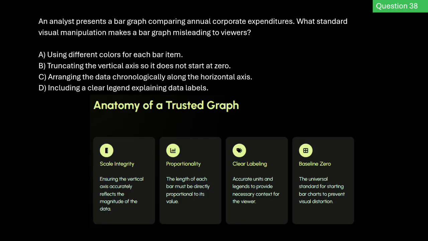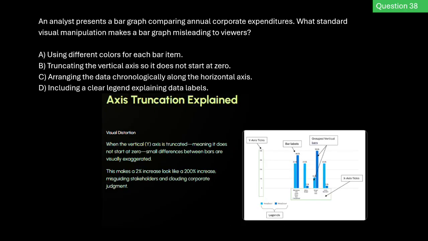Now, unlike a line graph that tracks continuous movement over time, a bar graph uses the physical height or length of a bar to represent a discrete quantity. Now, our brains are hardwired to compare the relative size of those bars. If bar A is twice as tall as bar B, our immediate cognitive takeaway is that the value of bar A is twice as large. Now, the visual scale must accurately reflect the mathematical scale.